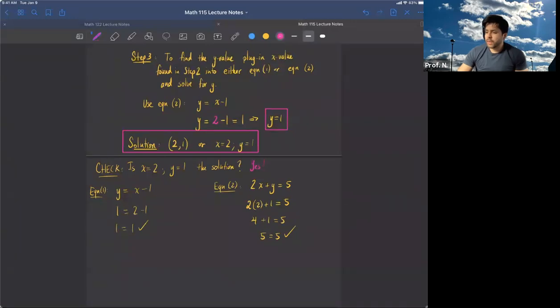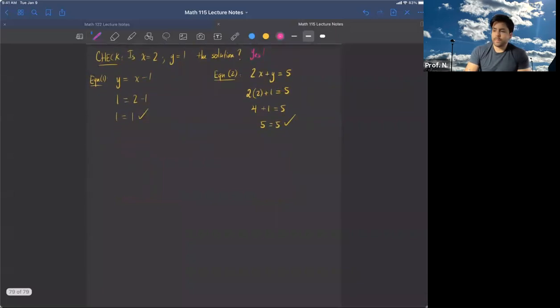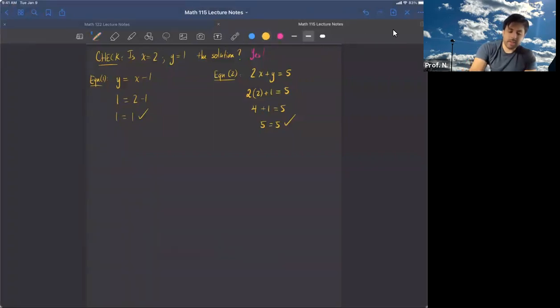So any questions about this? Is this clear, the substitution method? Yes, crystal clear. Okay, great. I'm glad. Okay, good. So now let's look at another example.